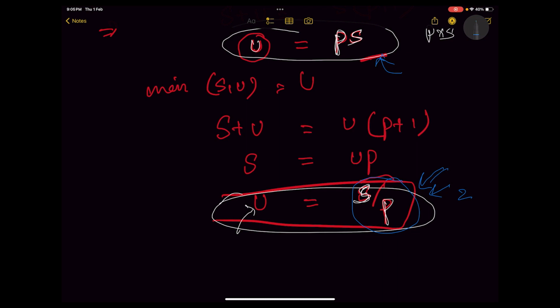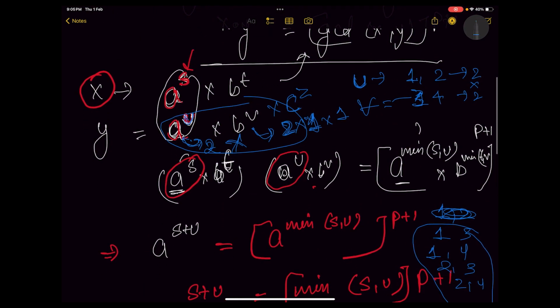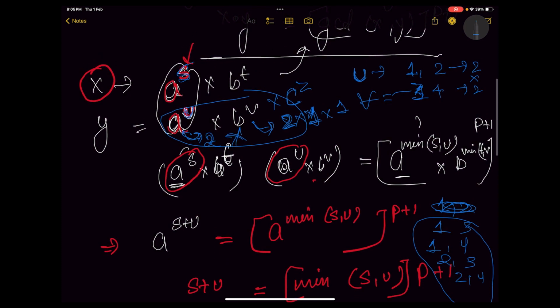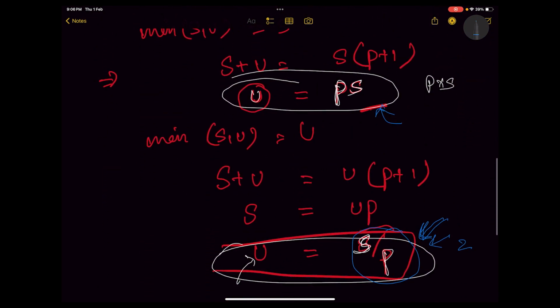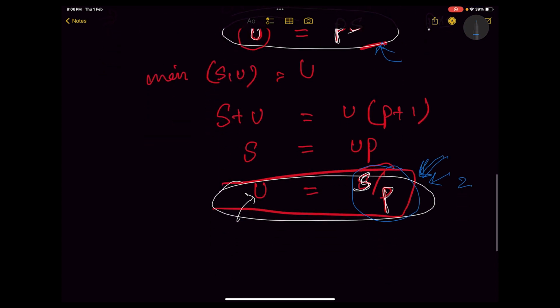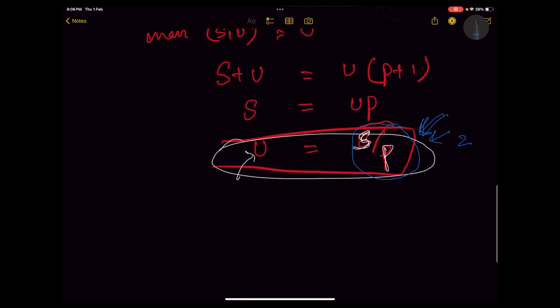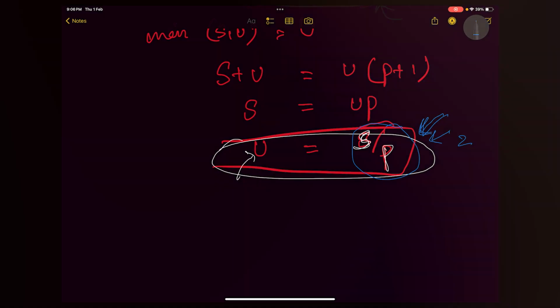The second way would be possible only if s is divisible by p. Else we will have only one way. So if t is divisible by p, then I could have two possible values for this v. But if it is not, then I'll have only one value. So by checking this, I could find each and every prime factor's possible value. So let me show the code and it will be more clear.